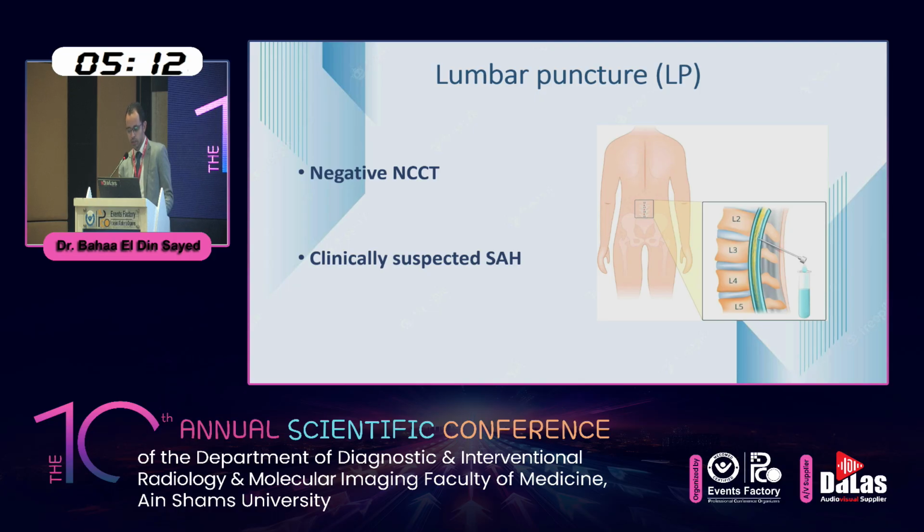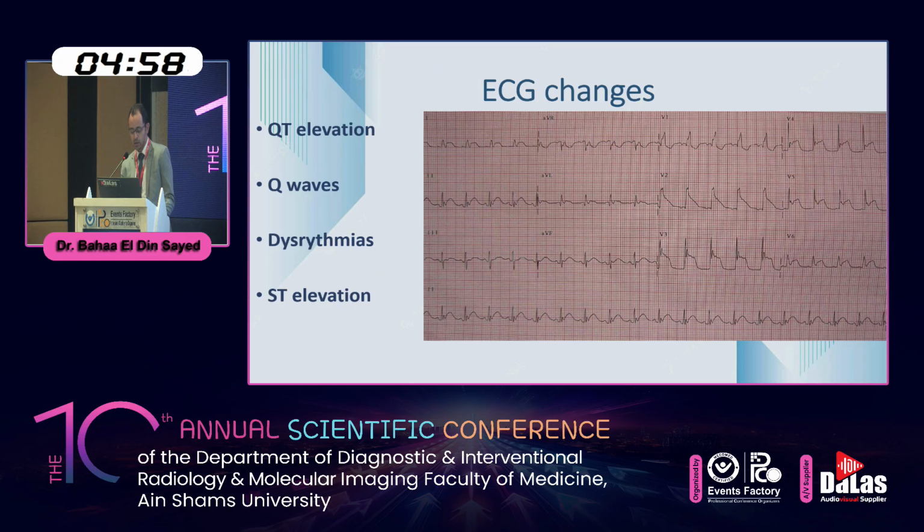In cases of negative CT brain with highly clinically suspected subarachnoid hemorrhage, lumbar puncture can be done to detect small amount of blood in CSF, and it is positive in about 3% of suspected cases with negative CT brain. Some ECG changes can be seen in patients with subarachnoid hemorrhage as QT elevation, Q waves, dysrhythmias, and ST elevation mimicking myocardial infarction.